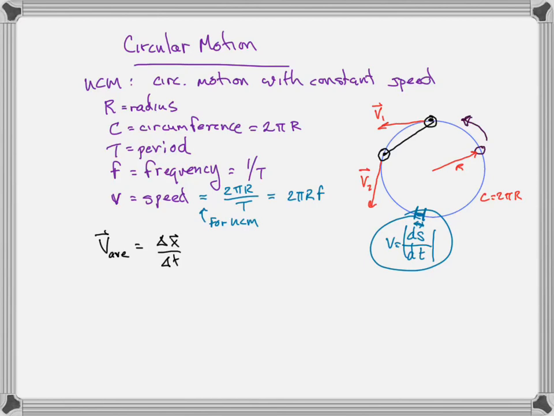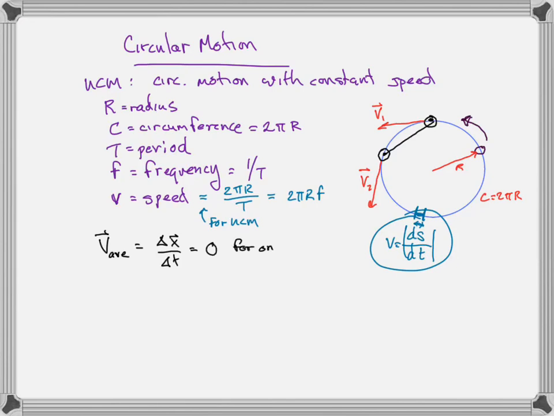But for one full revolution, what is delta x over delta t? Well, last time we showed that delta x for one full revolution is 0. So the average velocity for one full revolution is 0, right?